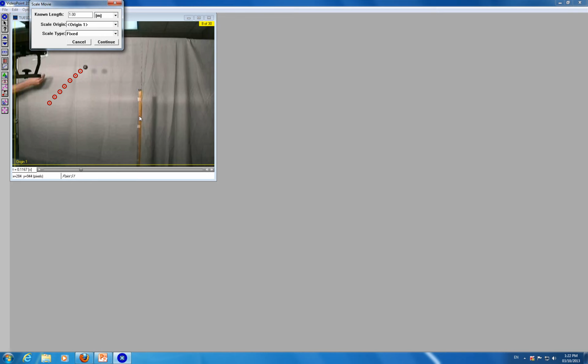Now this distance along the ruler, these are two pieces of paper that I've taped onto a ruler. The inner edge of this piece of paper and the inner edge of this piece of paper are 20 centimeters apart. And this ruler will be in the lab, and you can take a look at that. So up here, when you say known length, you're going to type in 0.2. And you'll hit continue.